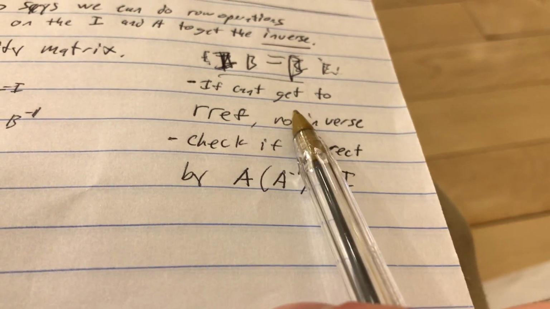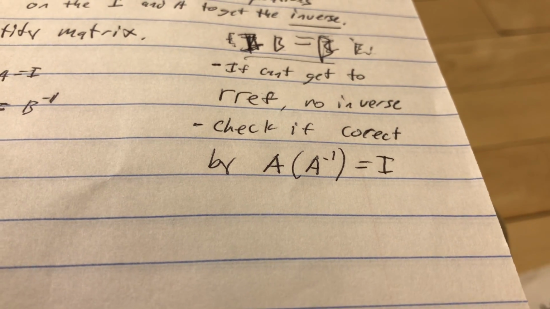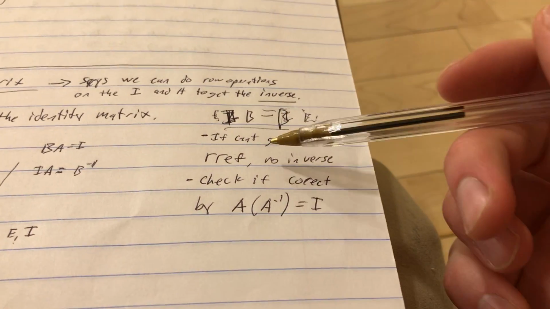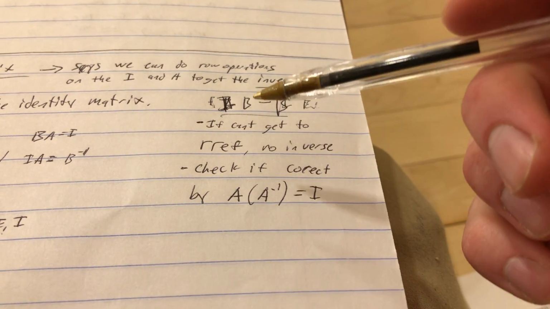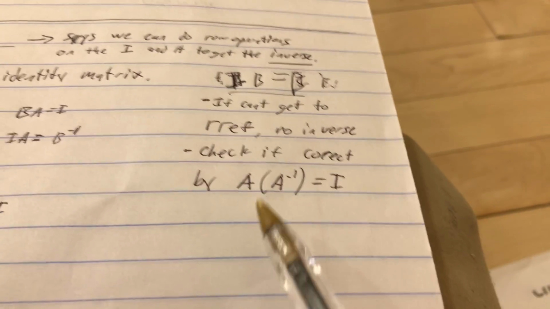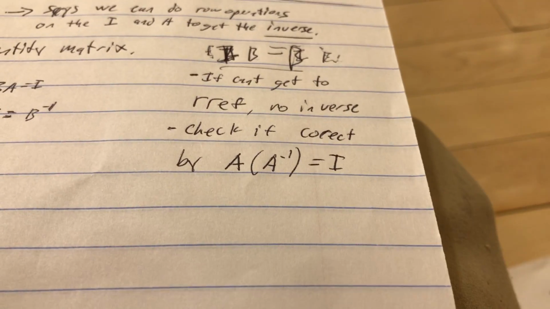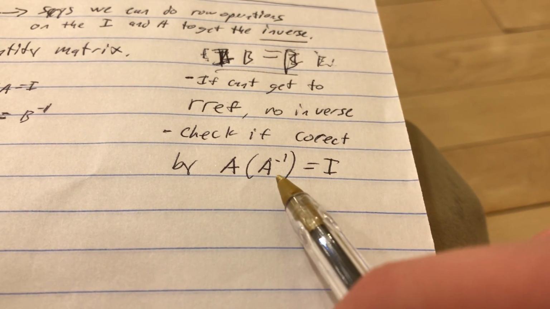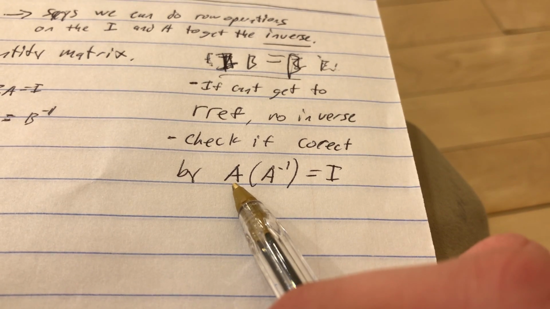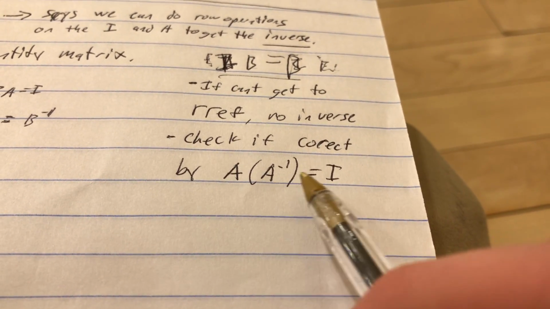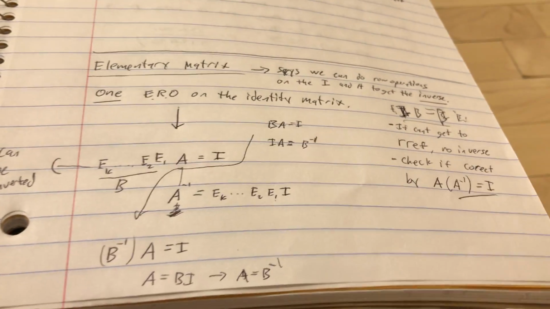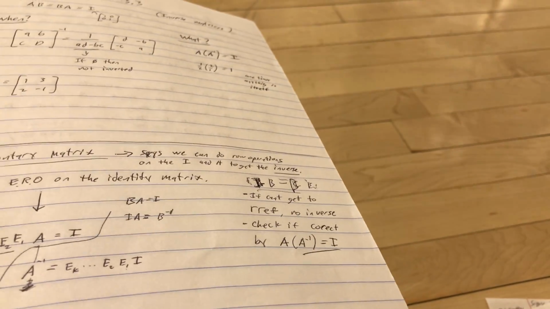If you can't get to the reduced row echelon form when you're doing all of these row operations on this super augmented matrix, then there is no inverse. You can check if you got the right inverse by multiplying it by the original matrix that you had, and you should get the identity matrix. Okay, so hopefully that helped. This comes in handy when it's like huge matrices, I guess.